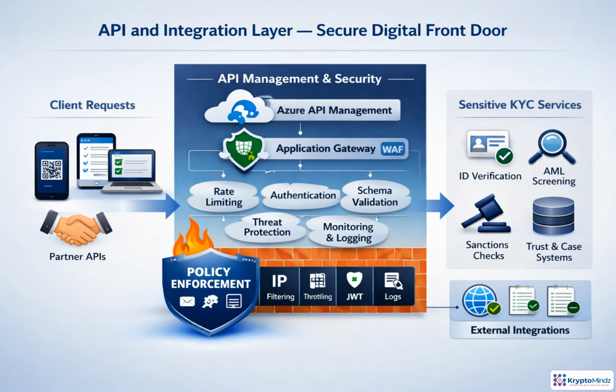This API and integration layer is the secure digital front door to all KYC capabilities. Every wallet interaction, onboarding status check, or partner request must pass through it. Application Gateway with WAF blocks malicious traffic, while Azure API Management enforces authentication, throttling, and schema validation. Policies handle IP filtering, JWT checks, and detailed logging. Only after these controls are satisfied do you call sensitive services or external integrations like AML, sanctions, and trust registries.